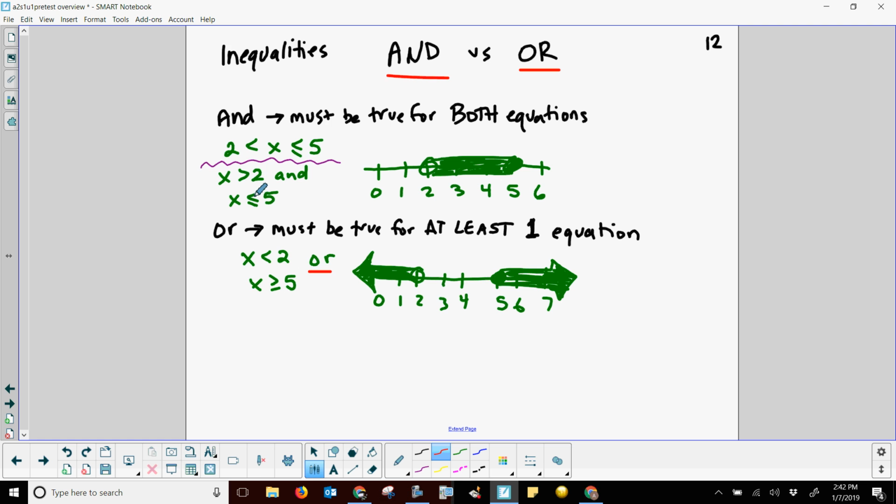With and, it has to work for both, and is usually, not always, but usually 2 dots with a shading in the middle. Or only has to work for one, which is usually, not always, but usually 2 dots with arrows going opposite directions.